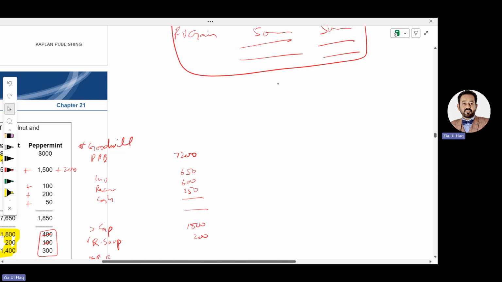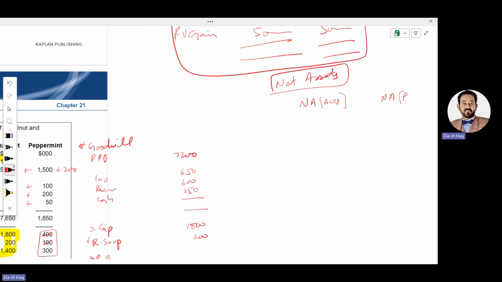So first, we're going to calculate net assets. Net assets at the date of acquisition and net assets at the date of reporting. We have share capital, revaluation surplus, retained earnings, and in this question, the fair value of plant. Share capital is 400 and this figure remains the same. Revaluation reserve is 100 and this will remain the same. Retained earnings closing is 300. Fair value we have calculated is 200.